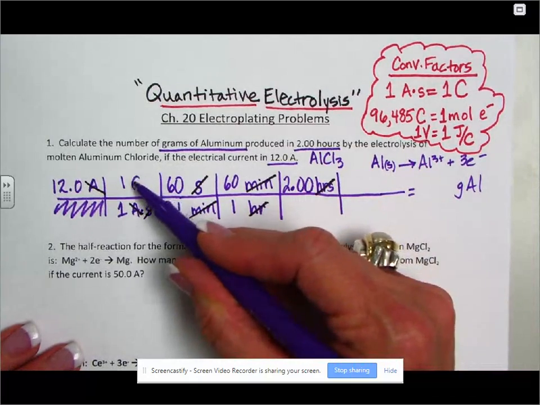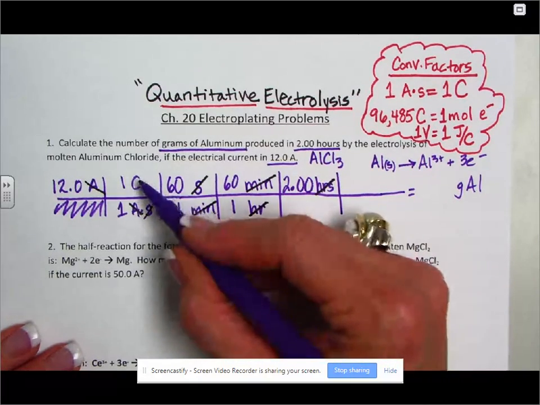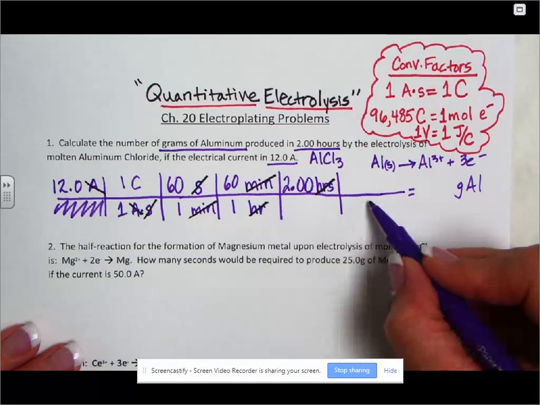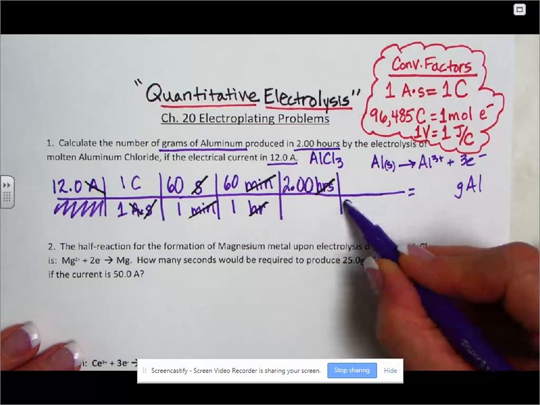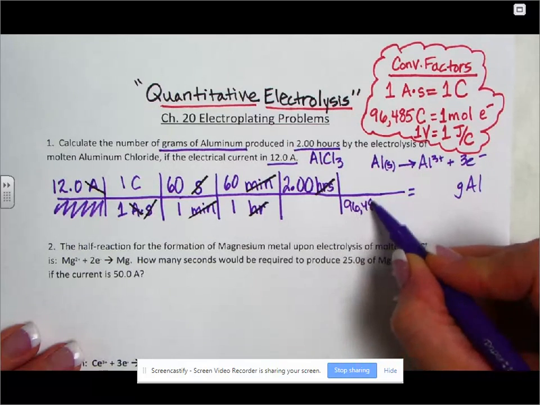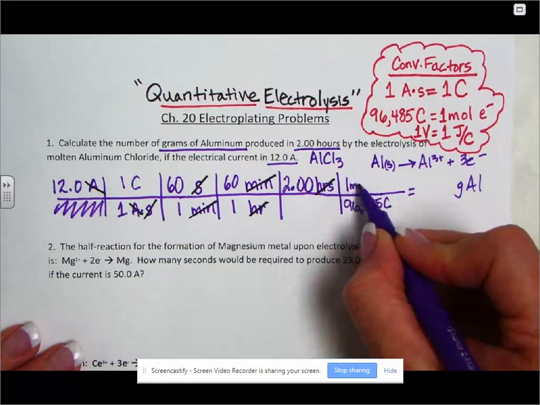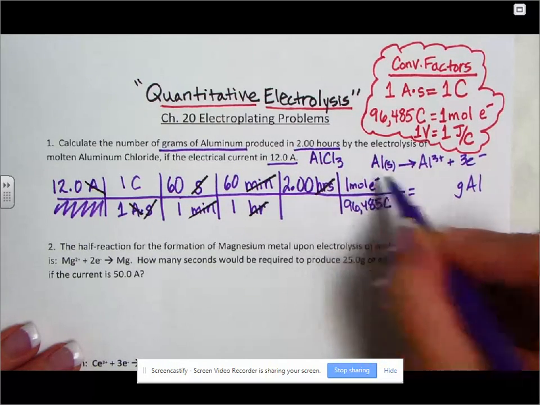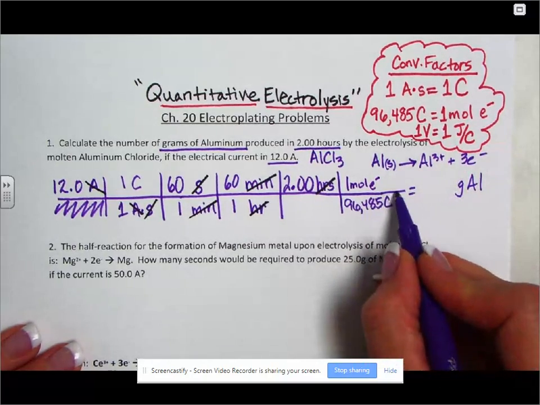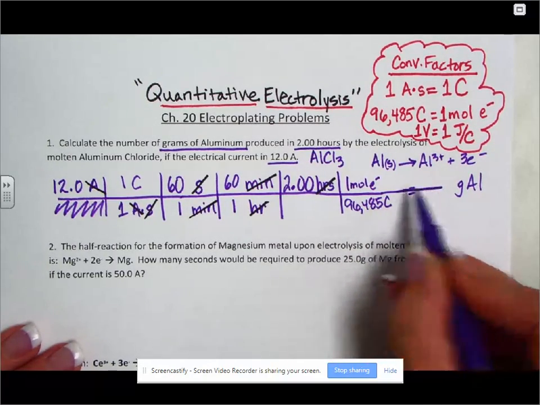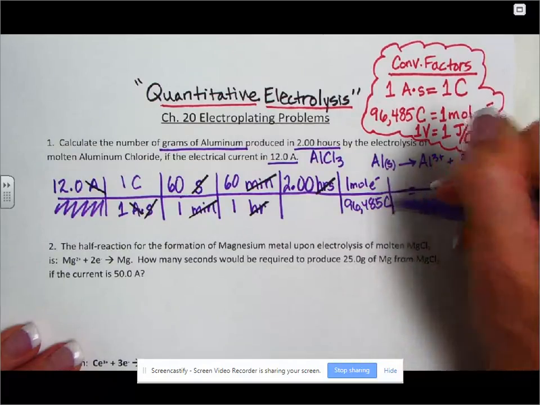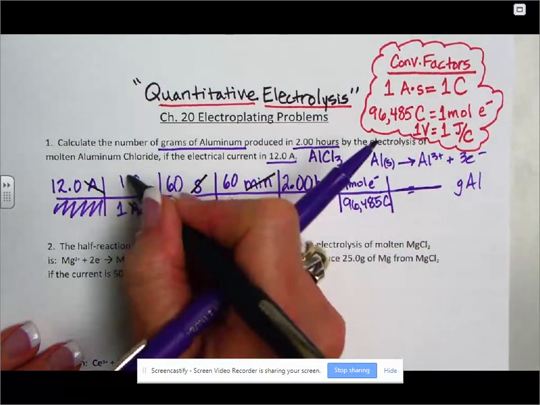So we need coulombs to divide out. Since it's on top here, we're going to come all the way down here and put coulombs. 96,485 coulombs is equal to 1 mole of electrons. I'm about to run out of room. I didn't leave myself quite enough room here, so let me try to extend this. Now, this is letting coulombs cancel.